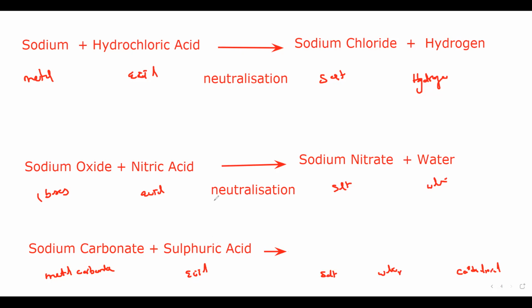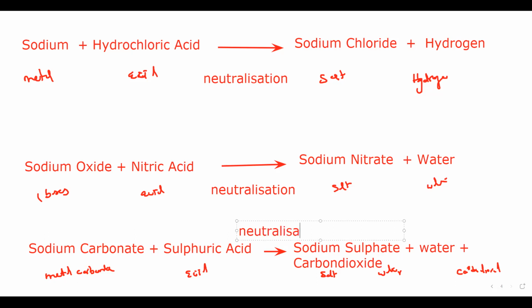So which salt will be there? Sodium carbonate plus sulfuric acid will produce sodium sulfate plus water plus carbon dioxide. So these are the products which will be formed. And this reaction is also known as neutralization. So basically the reactions of the acid are also known as neutralization reactions when acid is reacting with a metal oxide, metal hydroxide, or metal carbonate. Is it clear?